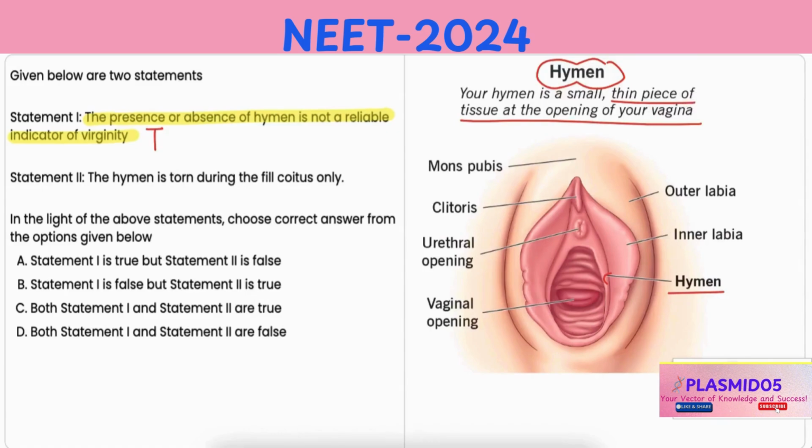Statement 2. The hymen is torn during full coitus only. Now, this is false because the hymen can be torn or stretched due to many non-sexual activities as already stated. So it does not conclude that it can be torn only with sexual intercourse. Thus, statement 1 is true, but statement 2 is false. Hence, the correct answer is option A.